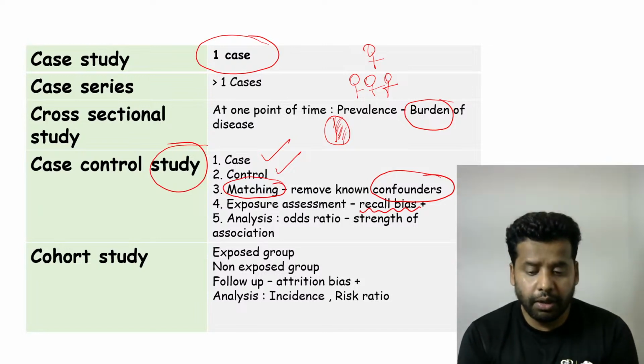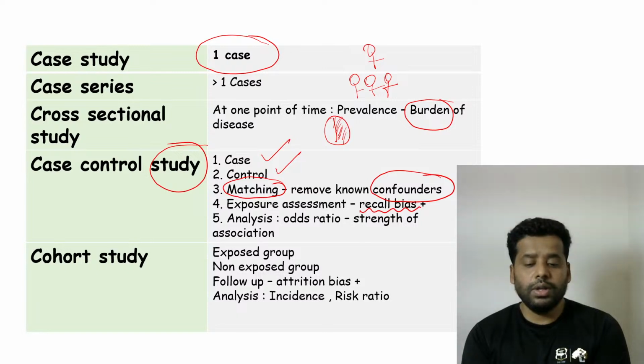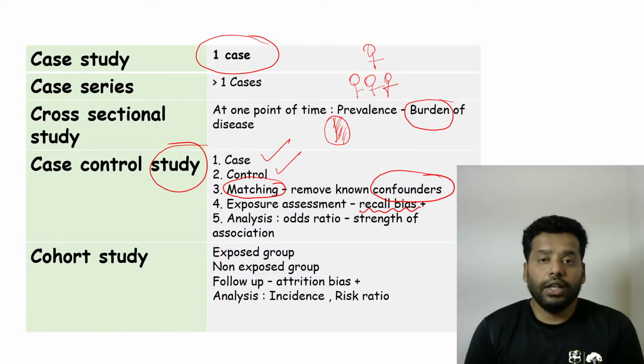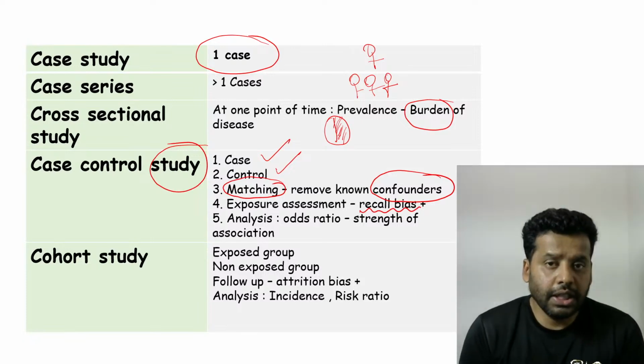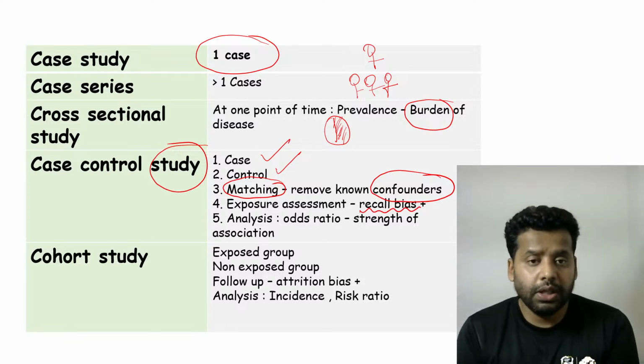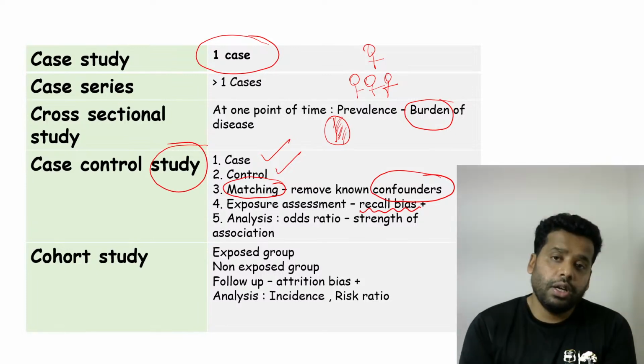If they ask you this word, cases will try to recall the exposure better compared to controls, this bias is called recall bias. So repeat the words. Cases will try to recall the exposure better compared to controls. This bias is called recall bias.